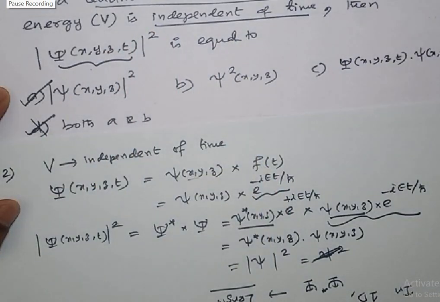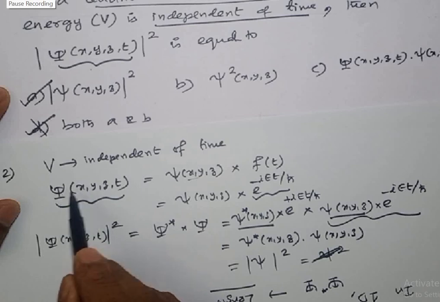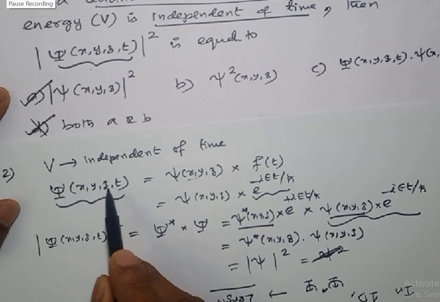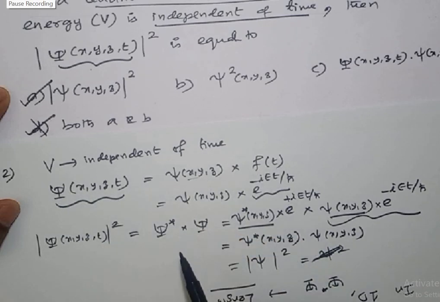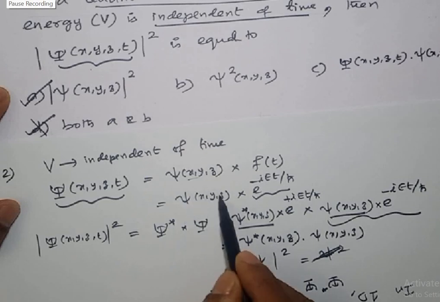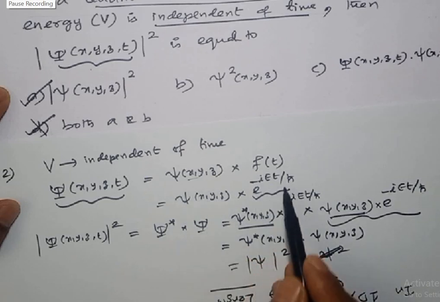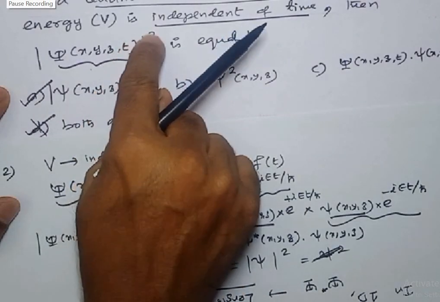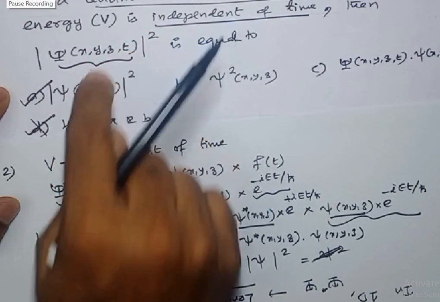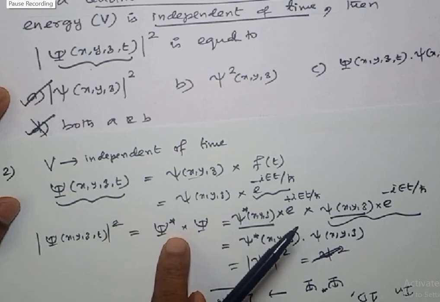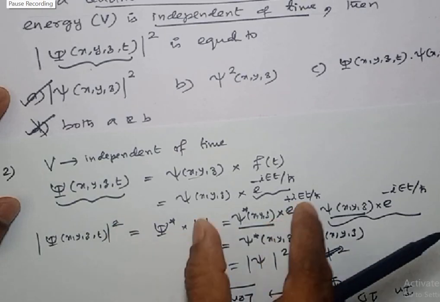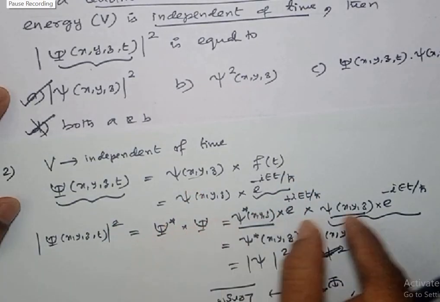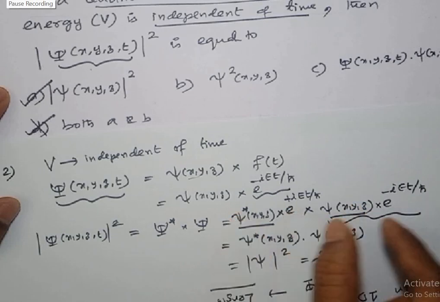Now see, the given wave function actually depends on time. Now I separated it into two parts: one part is the time independent part, the other one is the time dependent part. Now, the question asked is the square modulus of this wave function. What is square modulus? It is nothing but psi star psi. So now this is my psi. Take this psi and take the psi star, multiply.